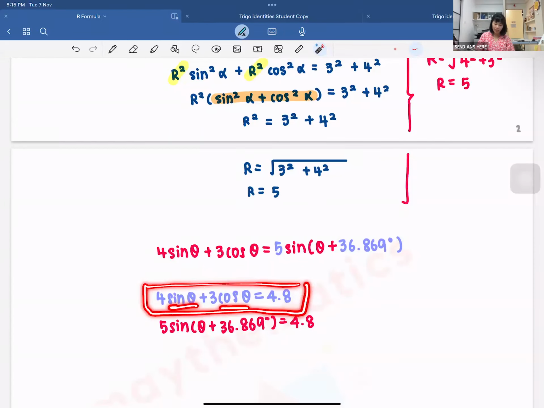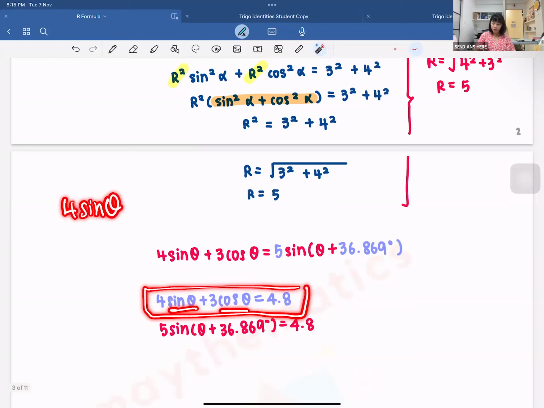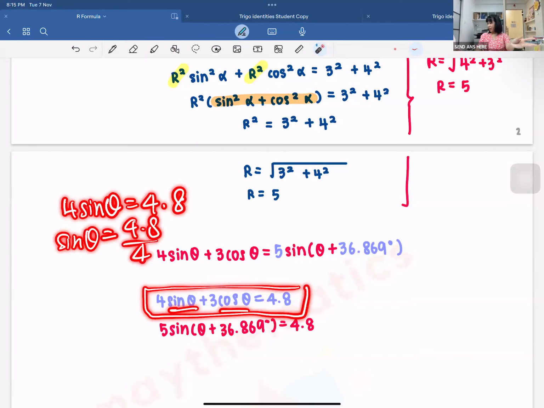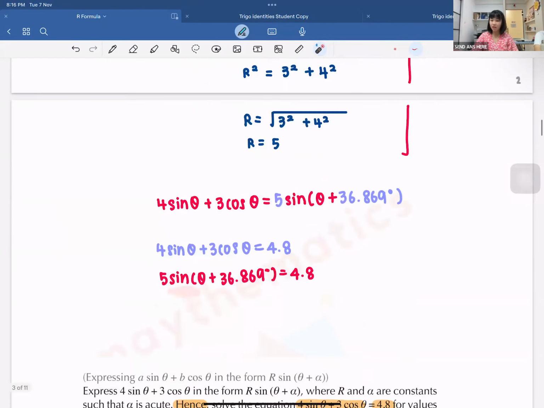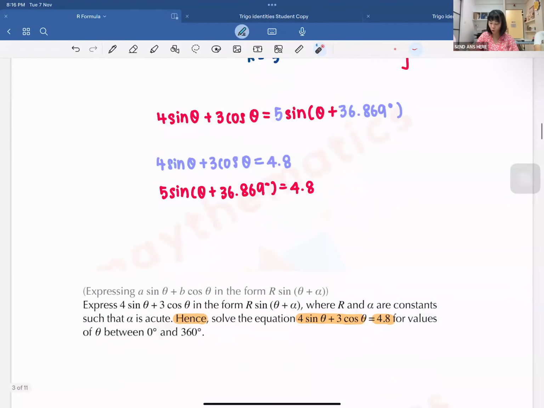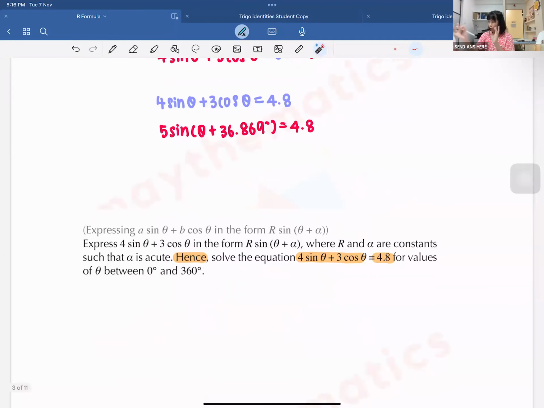Usually when we solve, it's like only got this, 4.8. Like that we can solve, right? Because we can divide by 4, then after that we find the basic angle and stuff like that. But that's only because we only have sine alone. But this one got sine and cosine together, so you can't solve. That's why you need to change to r formula, because after you change, there's no cosine anymore, only sine. That's why you can solve from there. So that's the purpose of the r formula, for you to solve questions that have sine and cosine in it. Okay, then how do we solve from here?